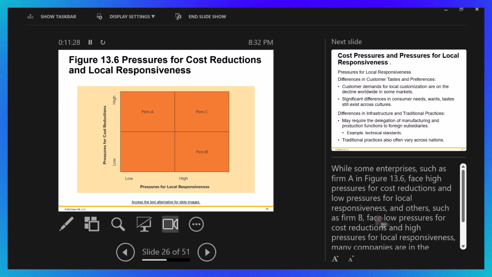Pressures for cost reductions and local responsiveness. You have firms A, B, and C, and the pressure for cost reduction is high, and the pressure for local responsiveness is high also.